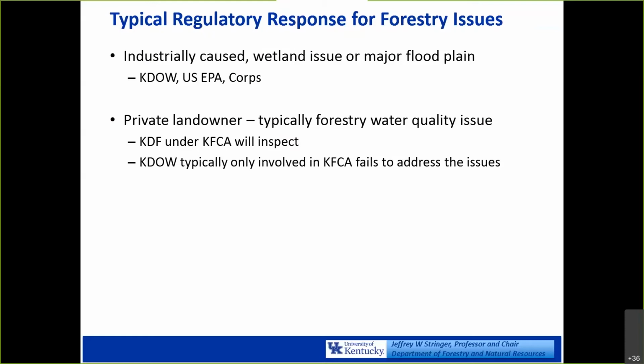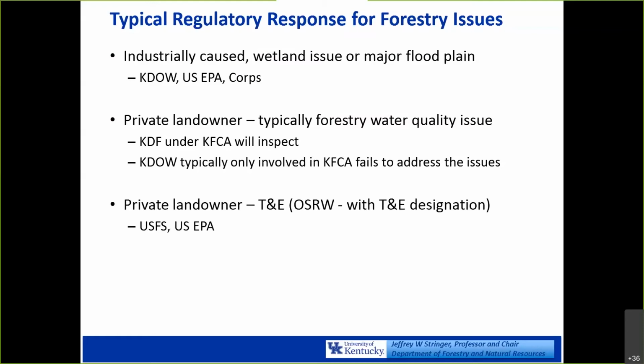If there's a bad problem going on that they can't get corrected right, then DOW can step in. And that has happened where the Division of Forestry says, we can't deal with this situation anymore. We try to get it corrected. It's not being done. It's an egregious problem, and let's turn this over to the Division of Water. Okay? So that does happen. Usually, the KDF will take first shot. Okay? Private landowners can get directly impacted from the feds again through this T&E issue.